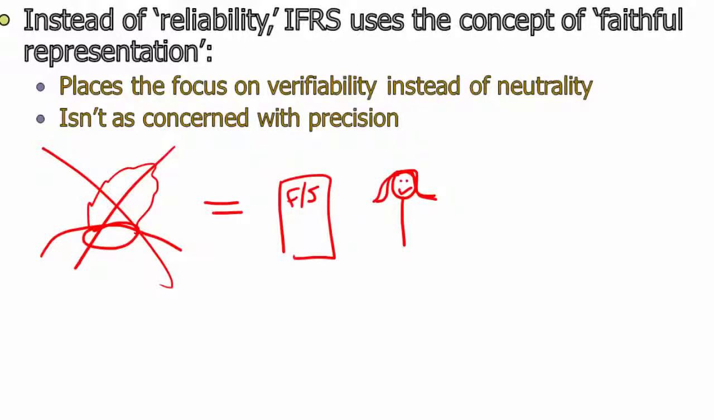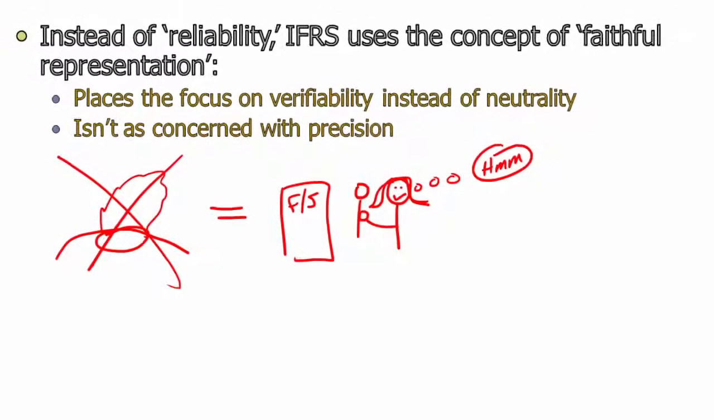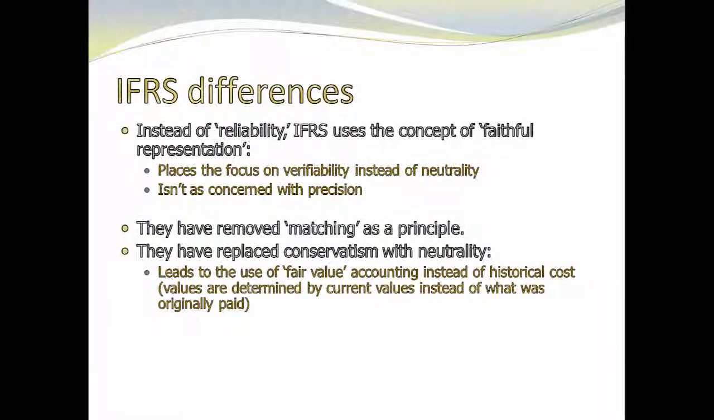I apologize, my pictures are not very good, and that's a magnifying glass, just so you know. If someone were to come in with a magnifying glass, they would be able to check and be able to come up with the same numbers. So that's a change from reliable to this faithful representation. And it's a change that's already happened, and it's tweaking just a little bit the way we're doing things in accounting.